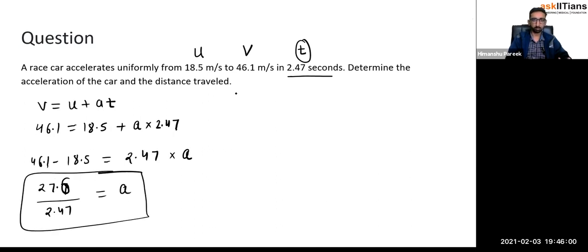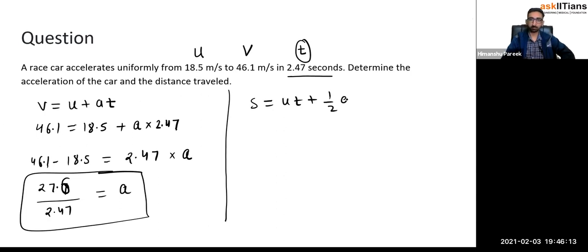These calculations are a bit tough, so I'm not doing further. In the exams, you get very simple calculations. Suppose you want to find out the distance covered, then you just have to write down S is equal to UT plus half AT square. So you have calculated the acceleration now. That's why I'm writing this.